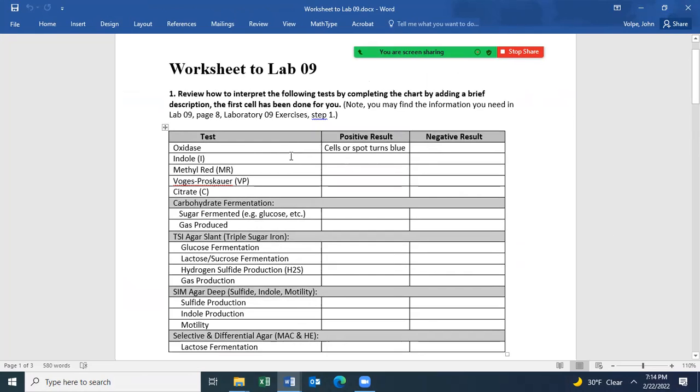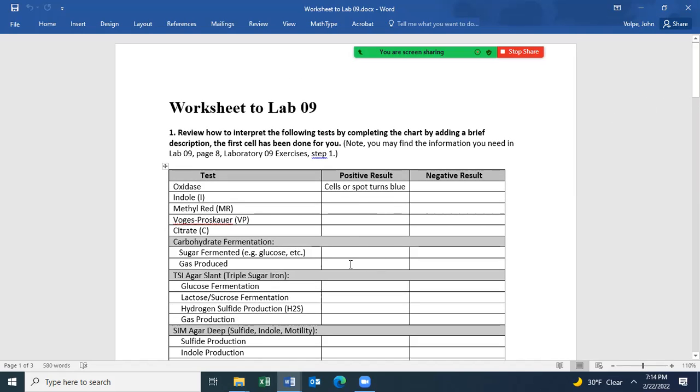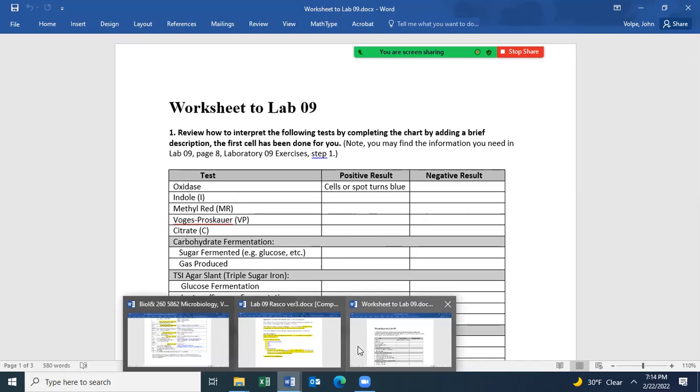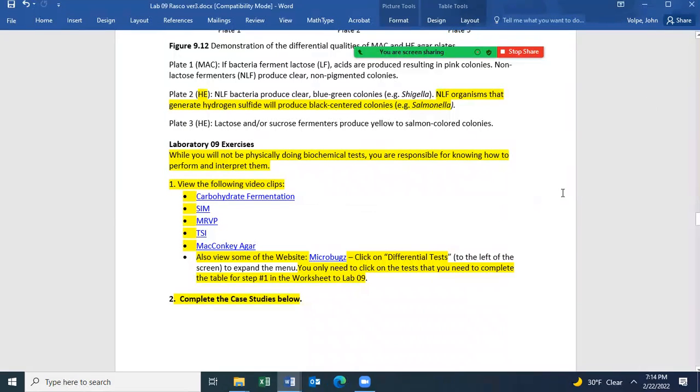So you look up the oxidase test, the indole test, and tell me what the positive result is. For oxidase it's filled in for you: the cells or the spot turns blue. The negative result is not there, so I'll give it to you: the cells or the spot do not turn blue. It stays its original color. So look up the table to get the results, fill it in, and you can view it using the website Microbuzz.